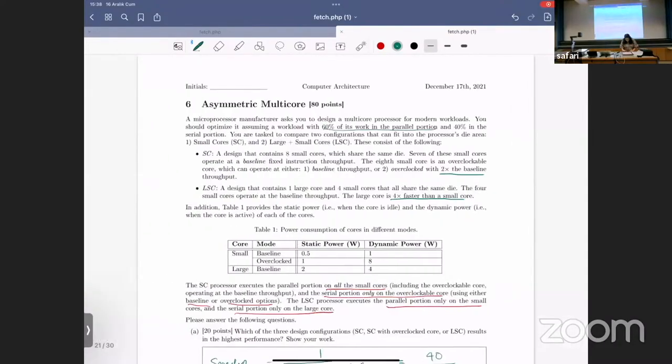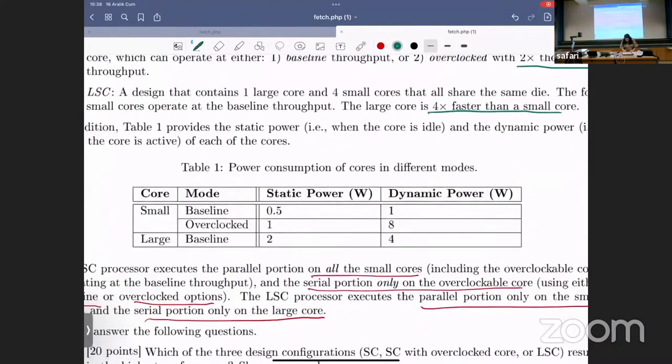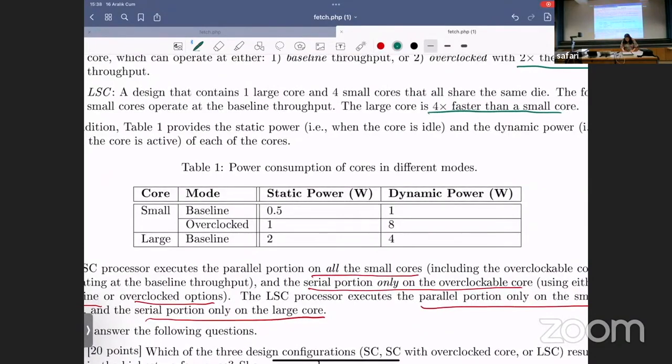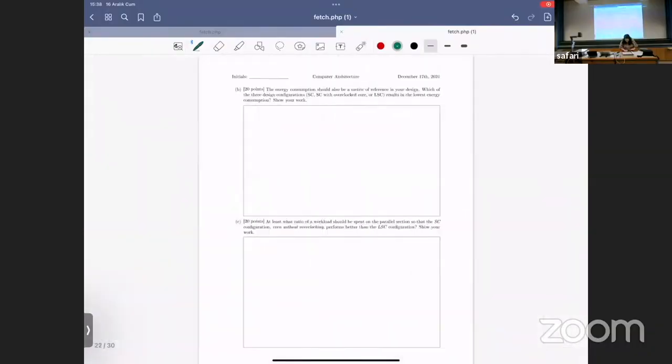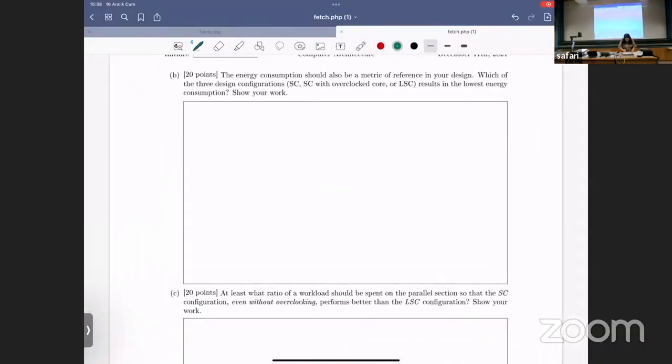Let's remember some things. When the small cores are idle, they have this much static power. When they're active, this value. Maybe I can have the paper version in front of me, because an iPad is a little difficult for switching pages in this case, but remember these values somehow. Okay.